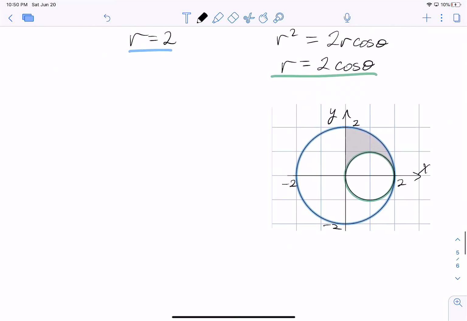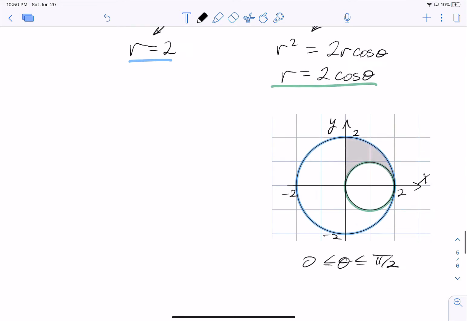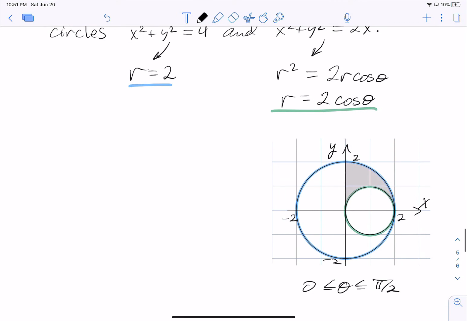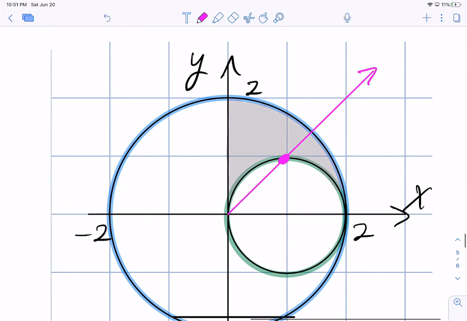And so we're going to say inside the outer circle and outside the inner circle. Now, as I already mentioned, theta is going to go from 0 to pi over 2 because we're in the first quadrant. But now it becomes a little bit tricky. How do I figure out the limits of integration for r? What I will tend to do is draw a ray that originates at the origin and just draw it out.